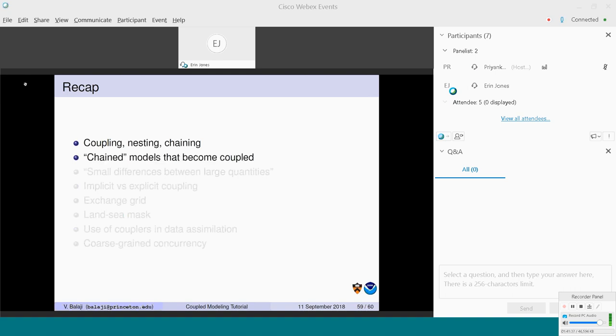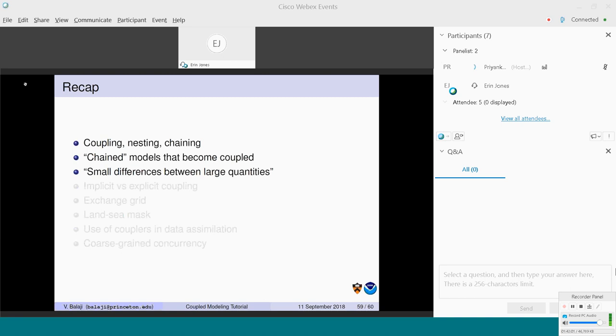Then chained models become coupled. Sometimes you start with a downstream model, then eventually you say there's a feedback I want to think about, so you bring it in. Sometimes people do very far-fetched things with coupling, in my opinion, but that's their business, not mine.